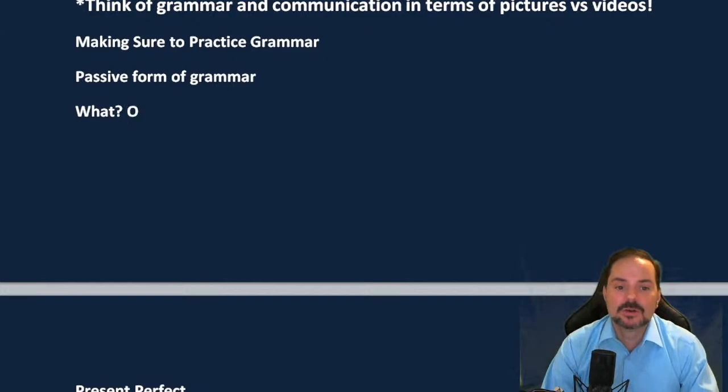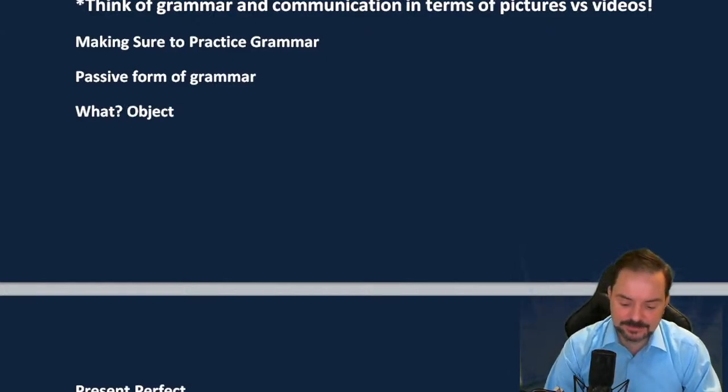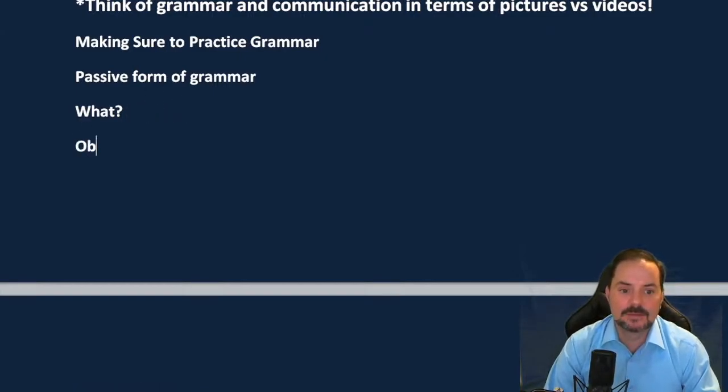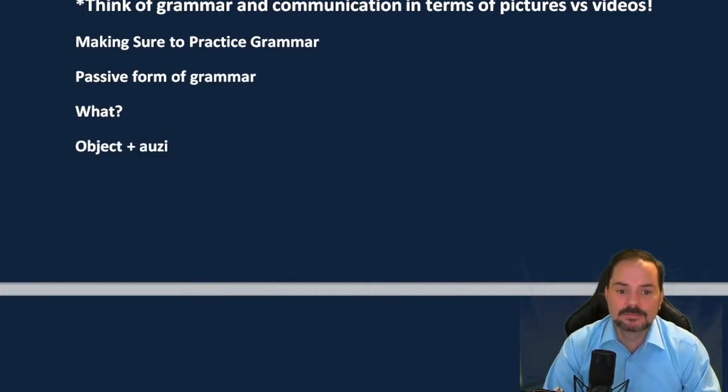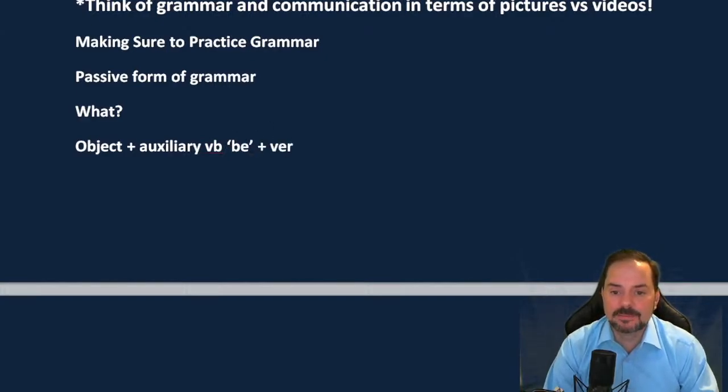Yeah, okay. So it's object plus be. Let's do this in another line. Okay, so object plus auxiliary verb be, okay, plus verb in the past participle.